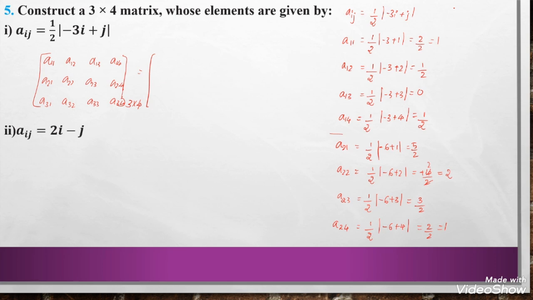Now we have to calculate the elements of the third row. That is A31: minus 3 into 3, there is a minus 9 plus j, that is plus 1. Now minus 9 plus 1 is minus 8, modulus 8 by 2 will be 4. For the second element A32: 1 by 2, there is a modulus of minus 3 into 3 plus 2. That is 1 by 2 of minus 9 plus 2, which is minus 7, modulus 7 by 2.